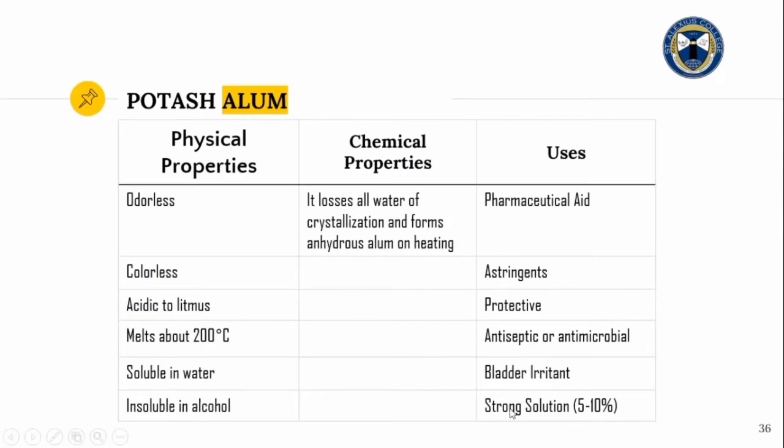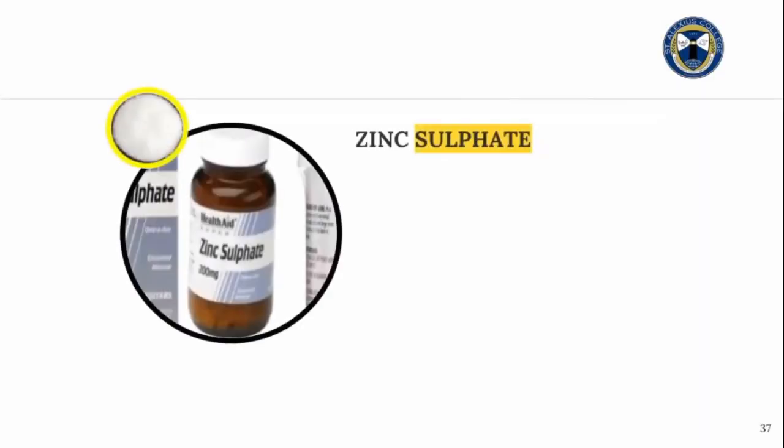And lastly, it is a strong solution. It is a strong solution because it contains 5 to 10%, so it is used to harden the skin of the athlete. Next is the zinc sulfate.